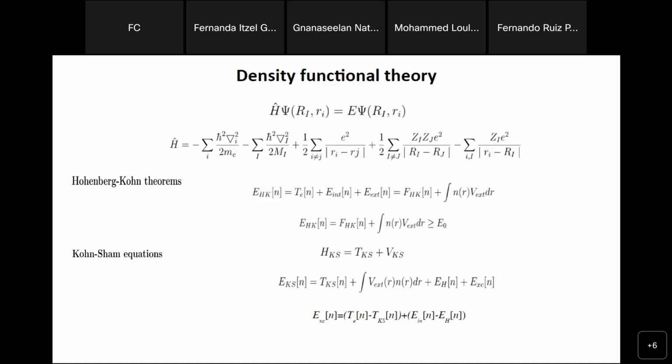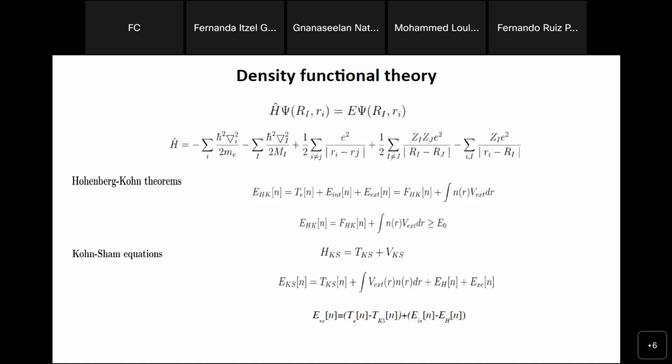And the ground state of the system is obtained by the global minimum of this energy functional, and such minimum is obtained by applying the variational principle of quantum mechanics, as illustrated in this equation. E0 is the ground state energy that corresponds to the ground state density.